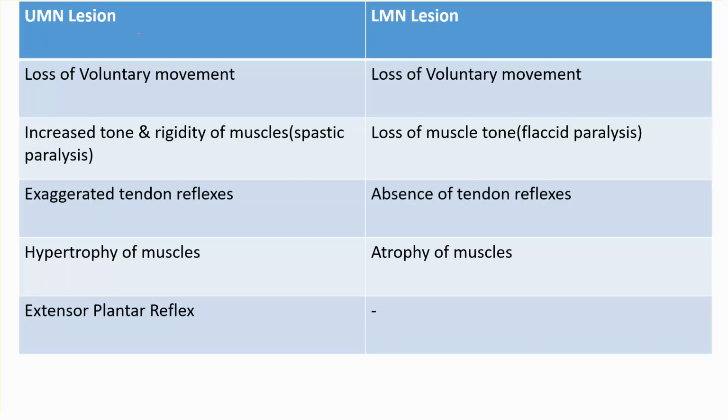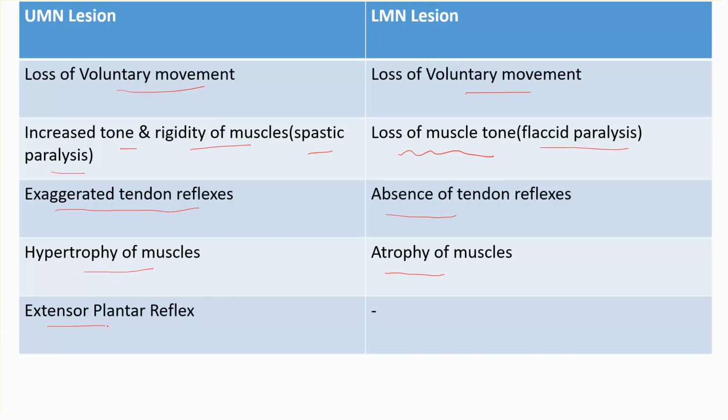Comparison between the upper motor neuron lesion and lower motor neuron lesion. In both, you will see that there is loss of voluntary movement. There is increased tone and rigidity of the muscles, called spastic paralysis, in upper motor neuron lesion. In lower motor neuron lesion, there is loss of muscle tone and flaccid paralysis. Whereas in upper motor neuron lesion, there are exaggerated tendon reflexes, and in lower motor neuron lesion, there is absence of tendon reflexes. There is hypertrophy of the muscle, so the muscle bulk may increase, whereas there is atrophy of the muscles in lower motor neuron lesion.